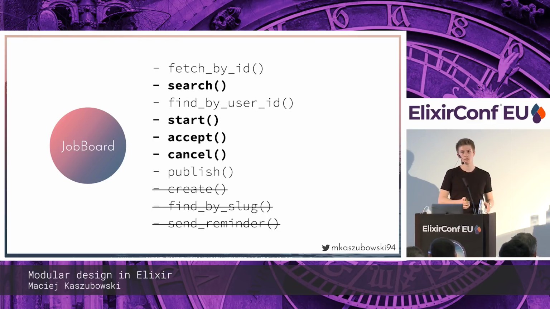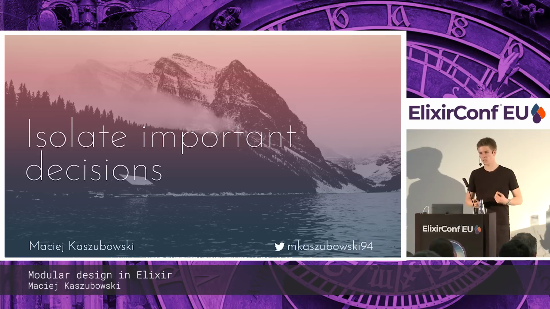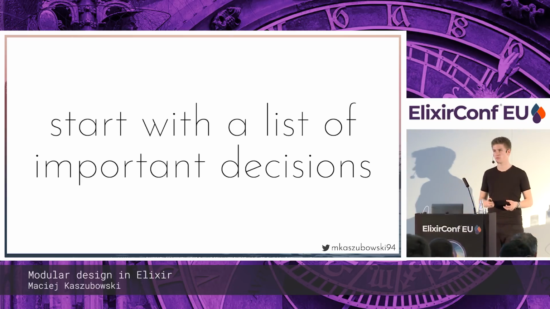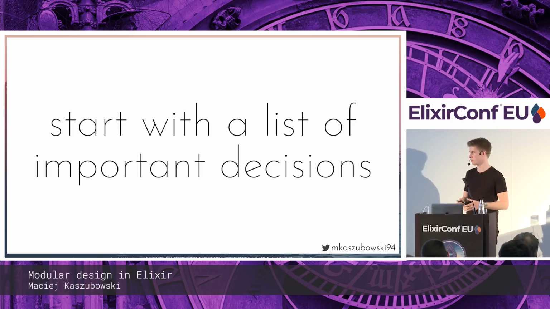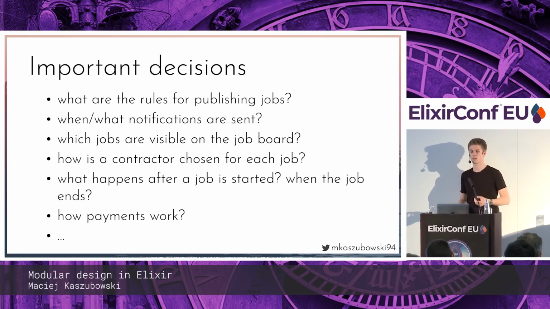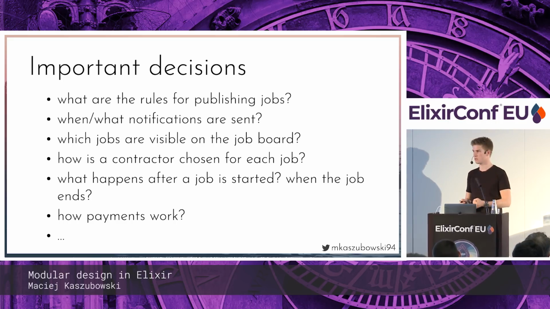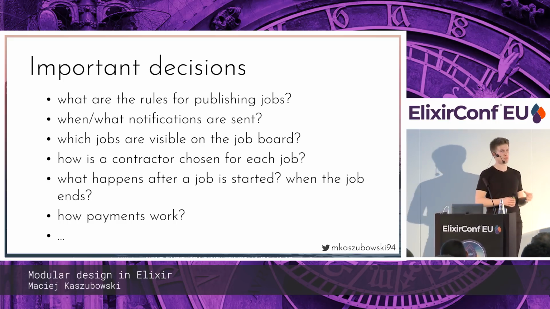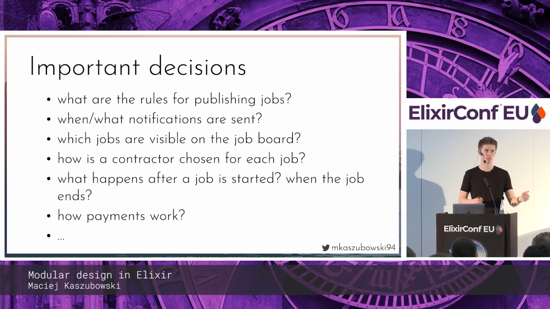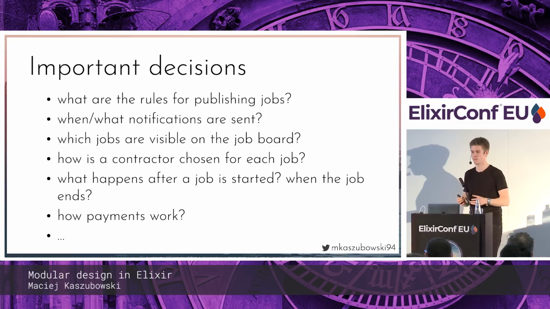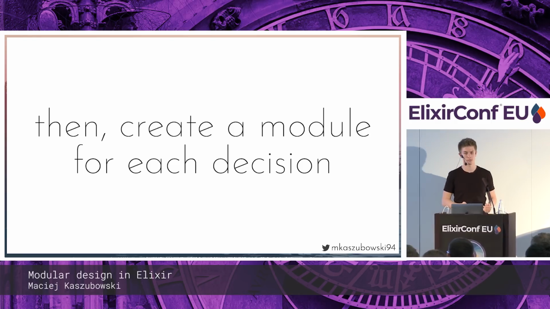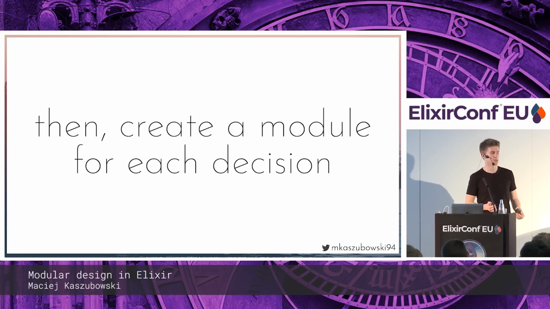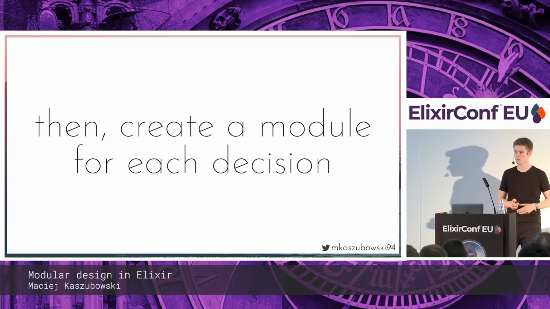So we have seen that we try to isolate the behavior, but we also isolate the important decisions. So we can start with a list of such decisions, things that we are not certain how they will be implemented in the future, how this behavior might change. And in this project, we have questions like, what are the rules for publishing, when the contractor is chosen, and how? And by following these simple patterns of listing the important decisions, listing behaviors, and separating behaviors into separate modules, we can make sure that each decision that we have to make is isolated. So we can change this decision later without having to understand the rest of the system, without having to understand all of these complex interactions between pieces.